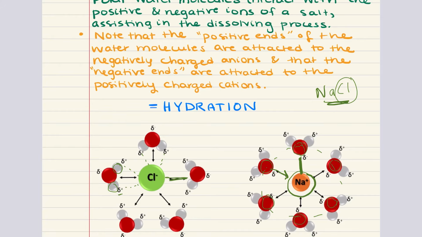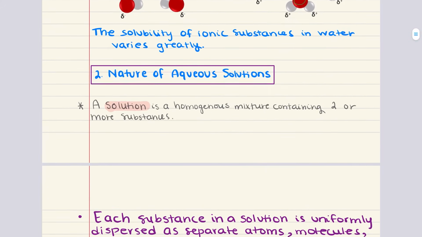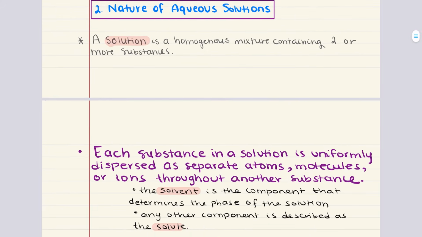But with that, we've covered everything in this first objective, and now we can move into our second objective. The second objective is on the nature of aqueous solutions. Now, a solution is a homogeneous mixture containing two or more substances. Each substance in a solution is uniformly dispersed as separate atoms, molecules, or ions throughout another substance.